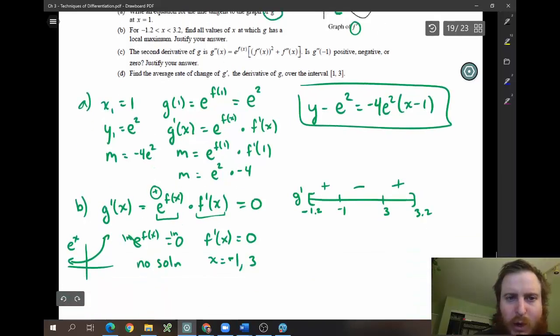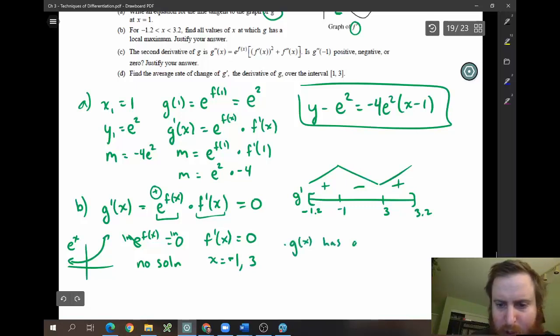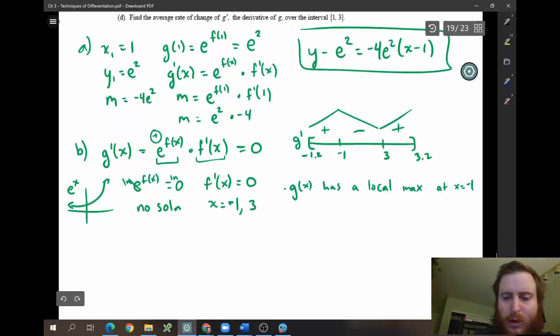So we're going to say that it's increasing, decreasing, increasing. So g of x has a local max at x equals -1 because g prime of x changes from positive to negative at that point.